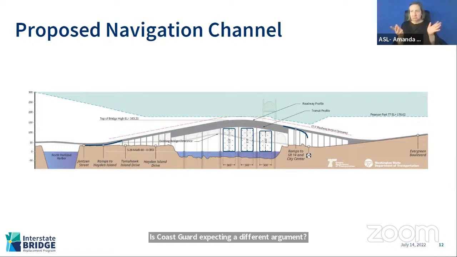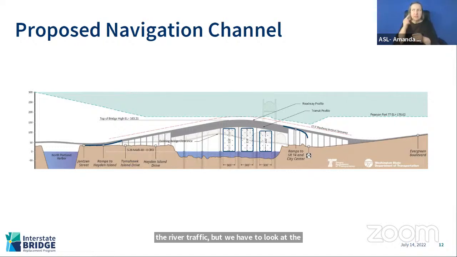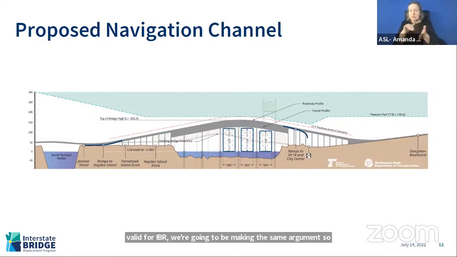The multimodal transportation. Coast Guard's only looking at the river traffic, but we have to look at the whole totality of the traffic. I would think that CRC's argument is still valid for IBR, and we're going to be making the exact same argument, so history repeats itself. So is Coast Guard just expecting us to make the exact same arguments, and they're going to go ahead and rubber stamp this, or what's going on?